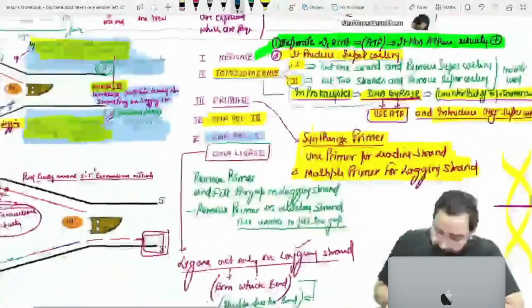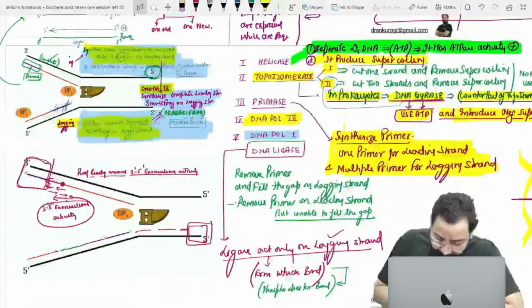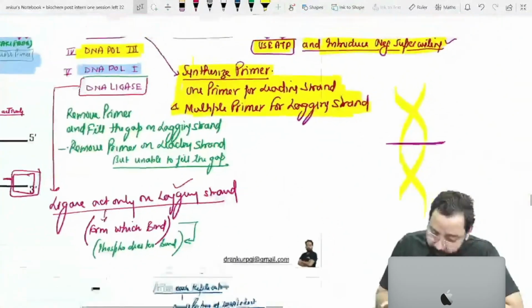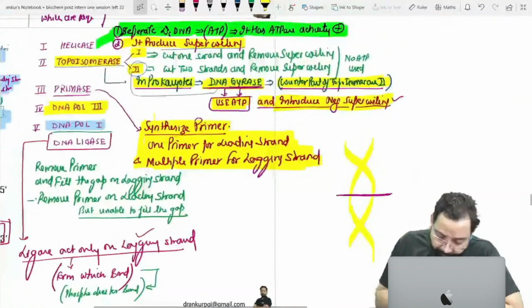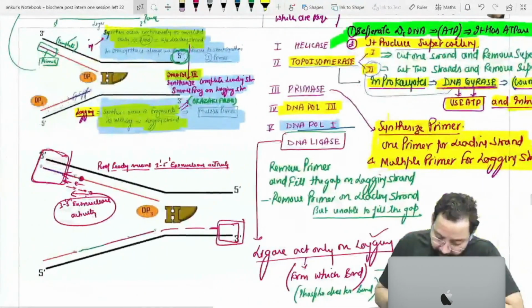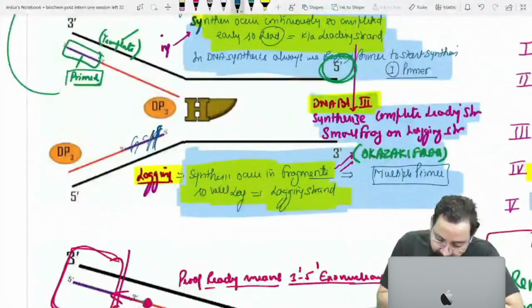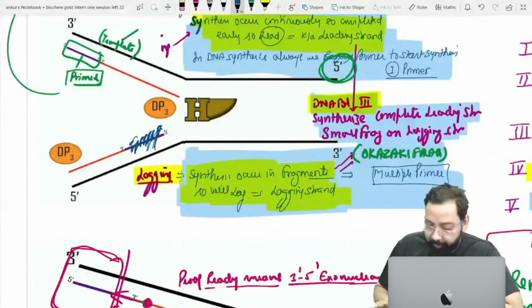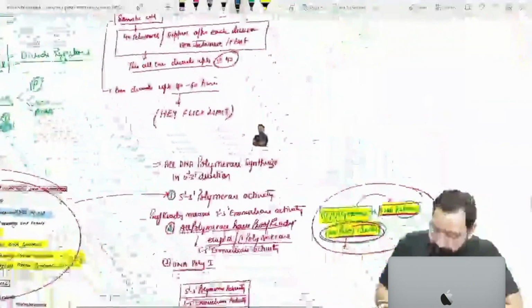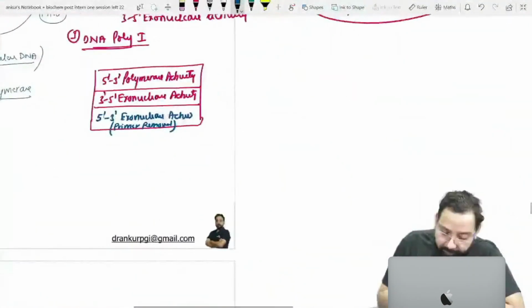Primer removal, we were having 5 to 3 exonuclease activity. Yes, DNA polymerase 1 removes primer by its 5 to 3 exonuclease activity. So now you can see that DNA polymerase 1 has 3 activities.